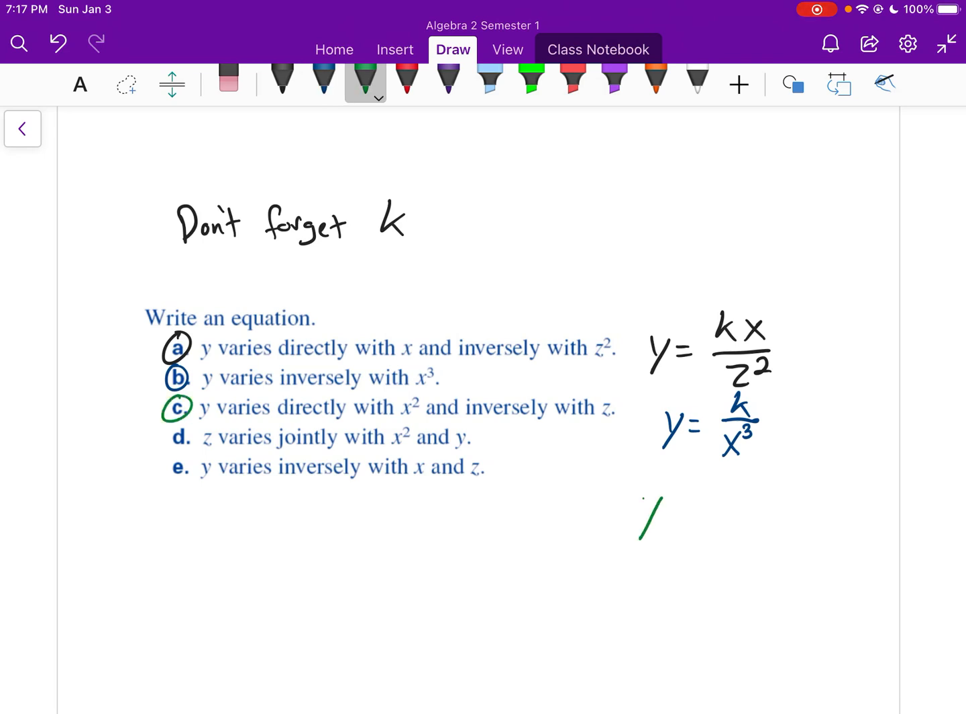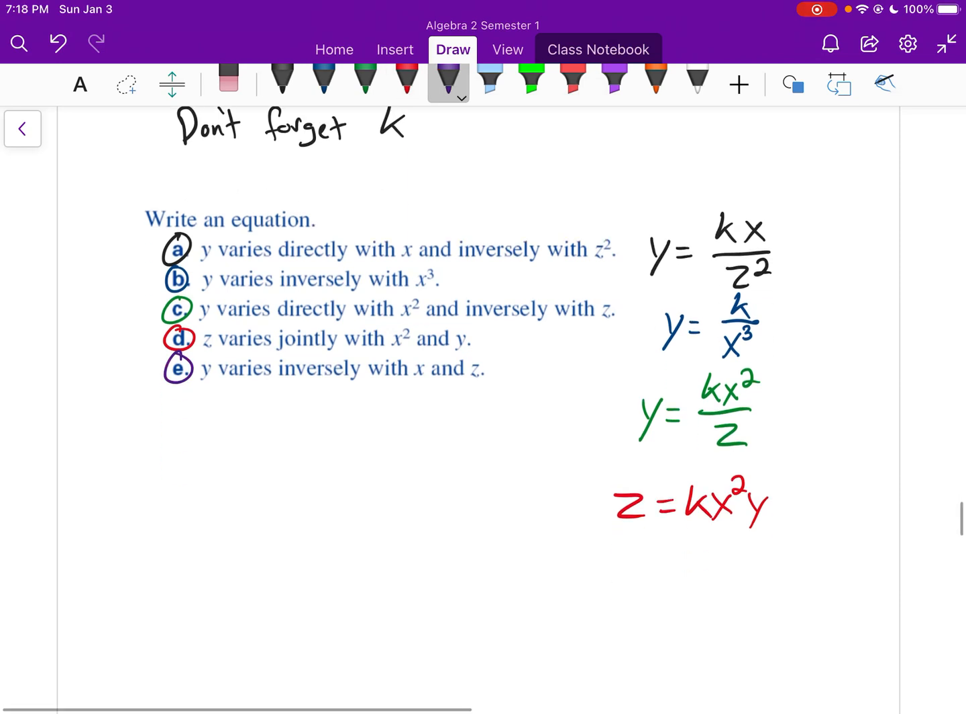For c, y varies, so y equals, directly with x squared, so kx squared, and inversely with z. Directly on top, inversely on bottom. So kx squared over z. For d, z varies, so z equals jointly, and jointly is saying you're going to take those two variables and multiply them by your constant of variation. So k times x squared y, jointly, multiplying by both variables.